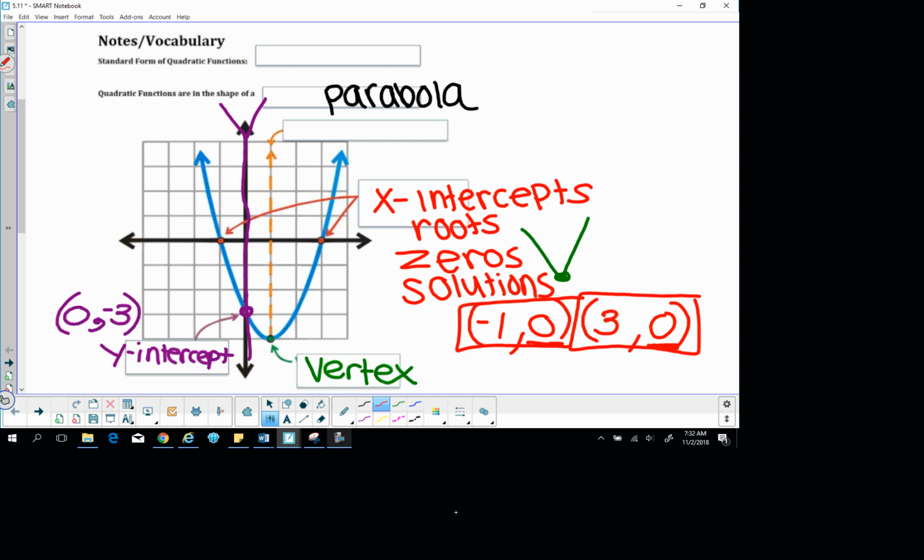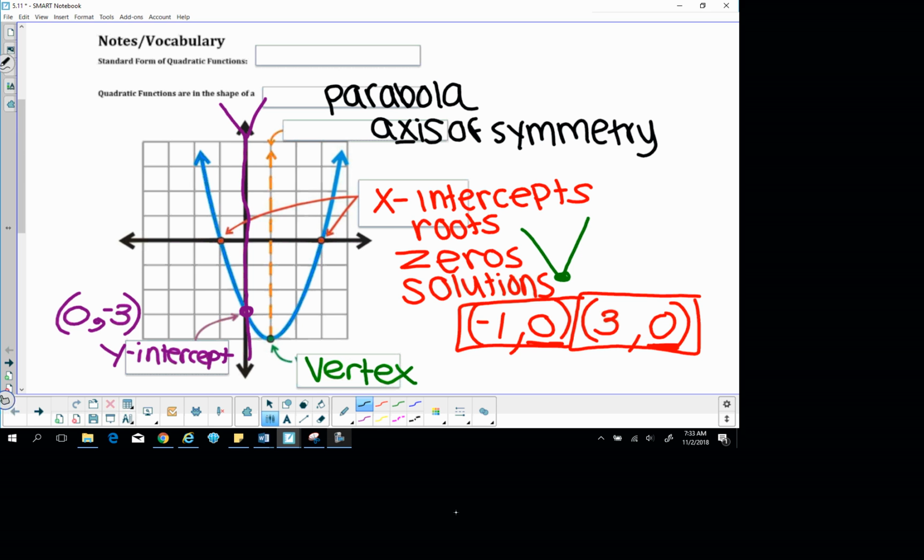Cool. Axis of symmetry. Has anyone ever heard of axis of symmetry? I emphasize axis because if something's symmetrical, you can cut it in half and it's even on both sides. So axis of symmetry is just the x coordinate of your vertex. It's where I can split it in half and it will be even on both sides.